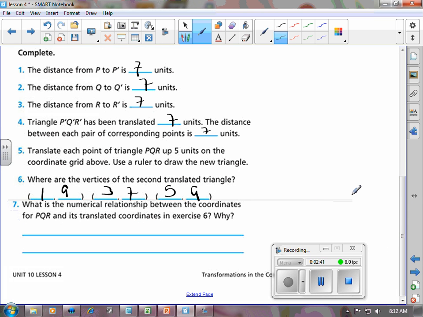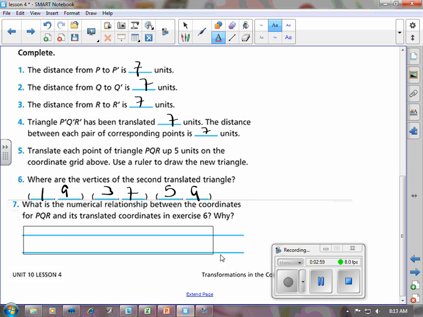So what is the numerical relationship between the coordinates for PQR and its translated coordinates? Well, the x coordinates stay the same and the y coordinates are 5 more. Because we've translated the image on the y-axis. So, ooh, that's too big. Let's go smaller.